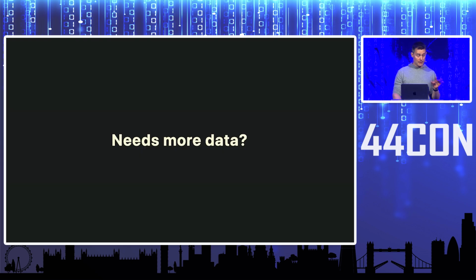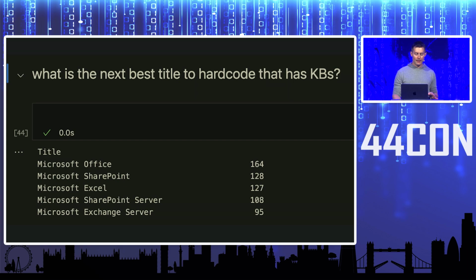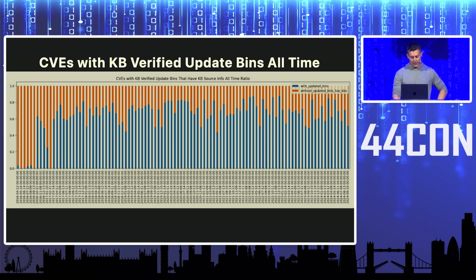Oh, I do need to talk about limitations. What needs more data? I'm mostly looking at Windows operating system files. I'm not looking at Office. I'm not looking at SharePoint or all these other things, because I don't have a big index of all of these binaries to go and download easily. And that's thanks to WinBindex. So there are some limitations here, but there is some success in what we can do.